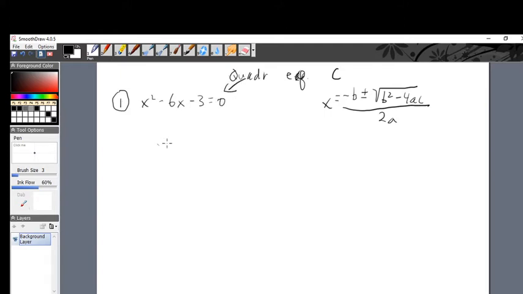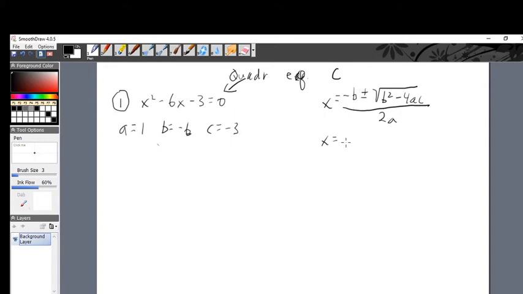Don't forget, the quadratic formula has to have equal 0 in the equation for it to work. And then we can get our a and our b and our c. A equals 1, b equals negative 6, and c is equal to negative 3. As soon as we've extracted our a, b, and c, then we go to the quadratic formula and fill it in.